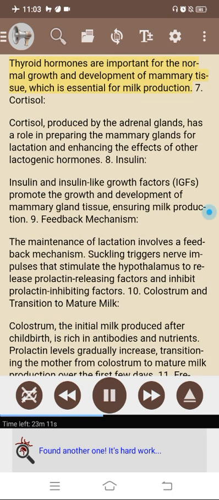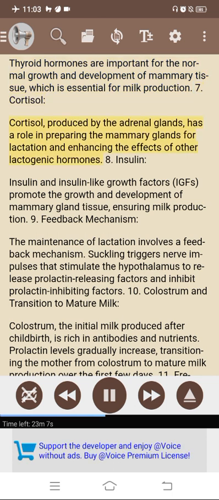6. Thyroid hormones. Thyroid hormones are important for the normal growth and development of mammary tissue, which is essential for milk production. 7. Cortisol. Cortisol, produced by the adrenal glands, has a role in preparing the mammary glands for lactation and enhancing the effects of other lactogenic hormones.